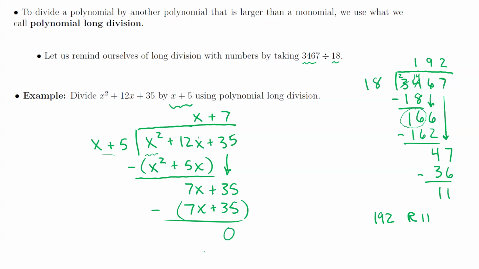So what I have here is an answer: x squared plus 12x plus 35 divided by x plus 5 is equal to x plus 7. And that's my answer.